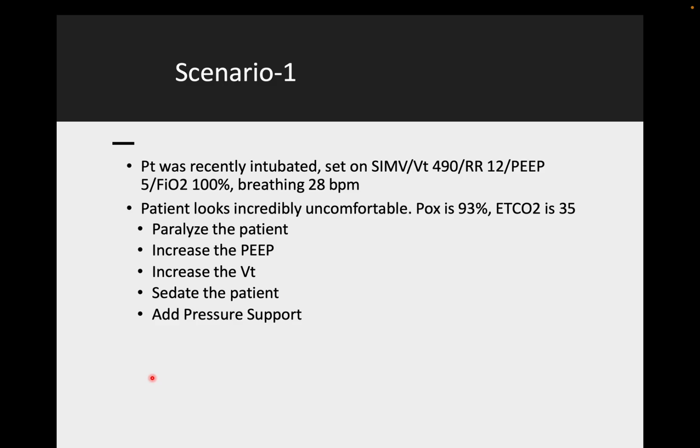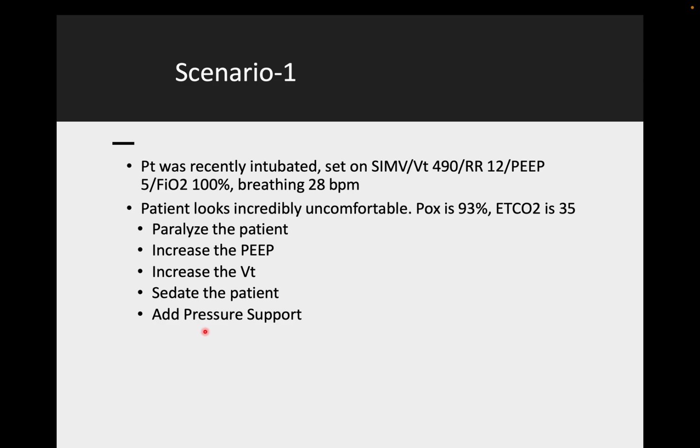So the patient was recently intubated and set on synchronized intermittent mandatory ventilation. Tidal volume is 490 ml. Respiratory rate is 12 breaths per minute. PEEP is 5. FiO2 is 100%. Breathing is 28 breaths per minute. The patient looks incredibly uncomfortable, oxygenation is 93%, and exhaled carbon dioxide is 35.